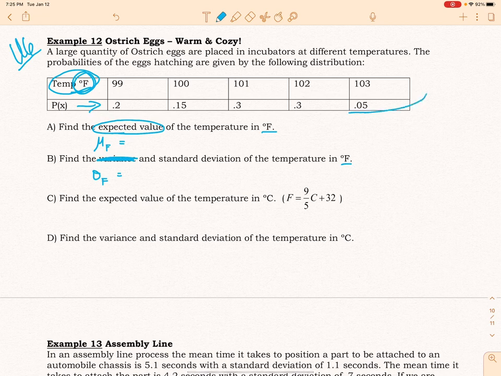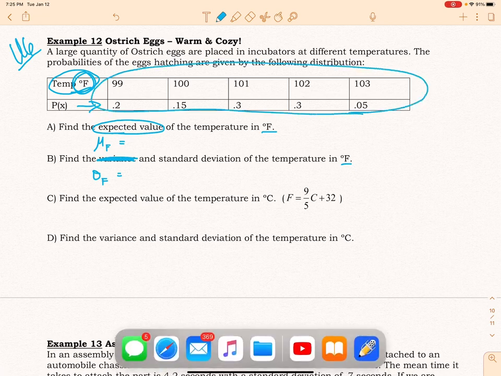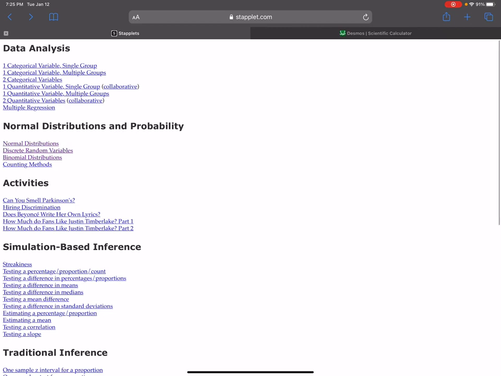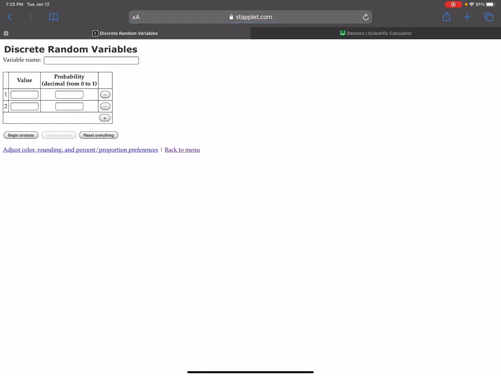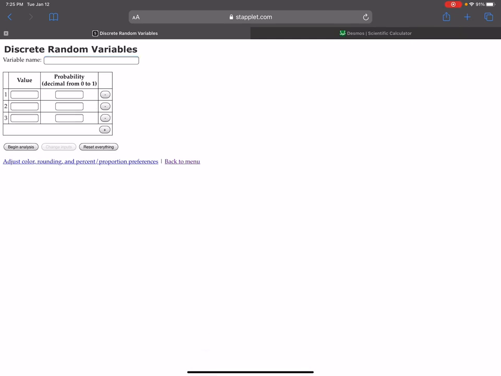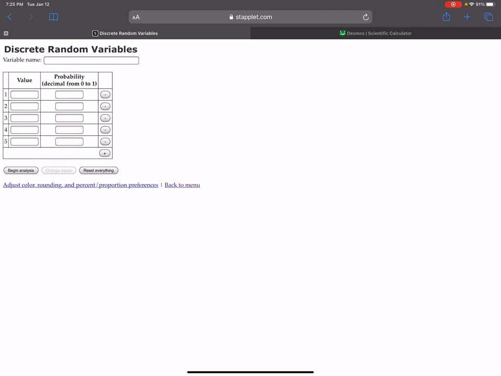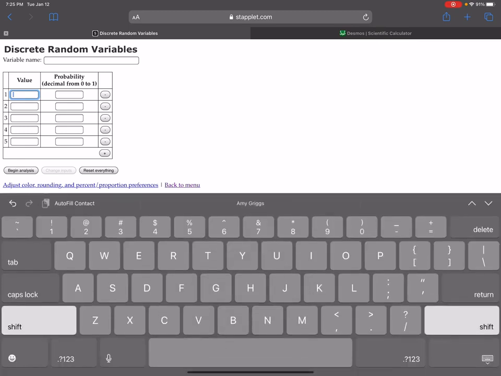So I'm going to take my table, and if you'll remember how we do this in StatPlet, I am just going to visit StatPlet, and I'm going to choose under normal distributions, discrete random variables. And we're not going to name this because we don't really need to. So I've got 5 temperatures here. So I'm going to add a few more of these here. So I am going to now put in my value.